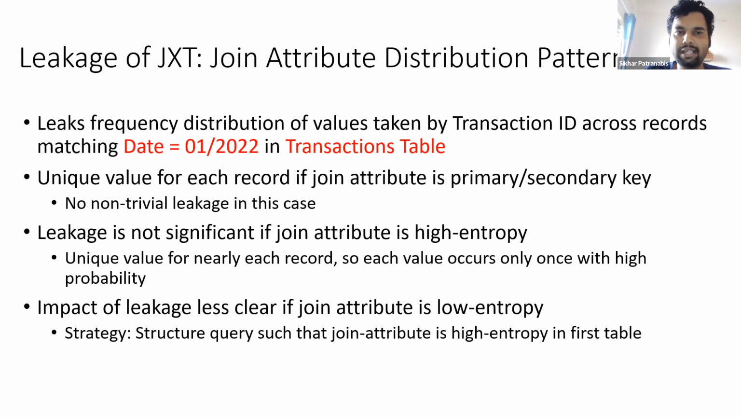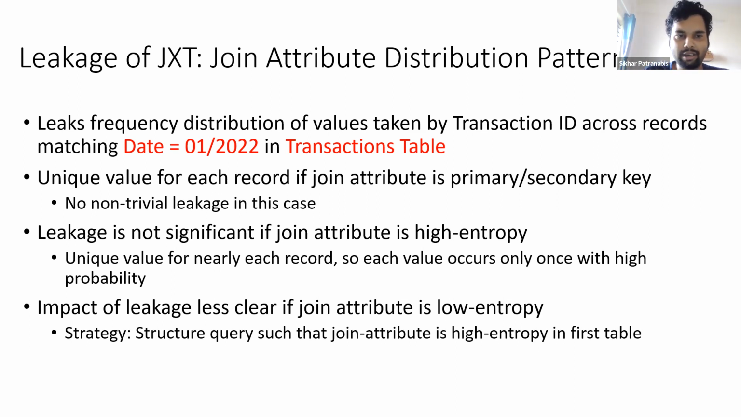Now, of course, this would not be a leakage if each of these values were unique. Okay. And this is typically the case if the join attribute is a primary key. In this case, all you see is that it has a unique value in each field, and that's fine because you know that this is a join attribute and you expect it to be a primary key. So if the join attribute is a primary key or it's high entropy, then this leakage is not significant. But if the join attribute is low entropy, if in some case you actually need to join two tables on an attribute which is not a primary key, in this case, there might be issues.